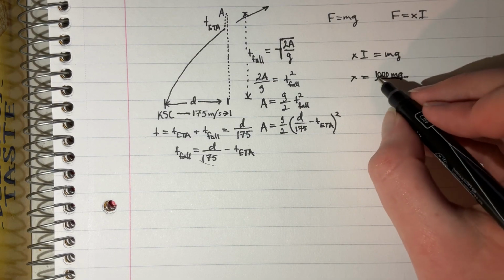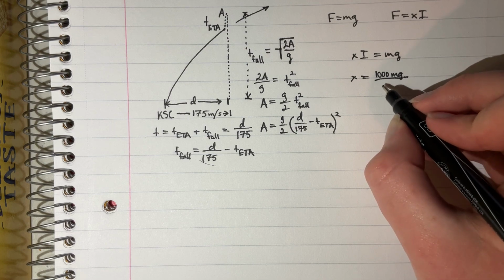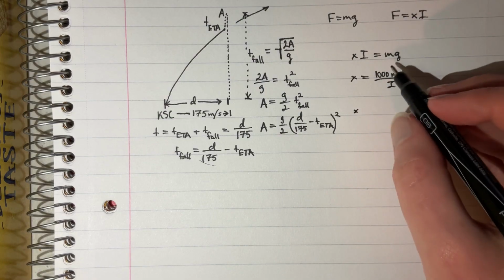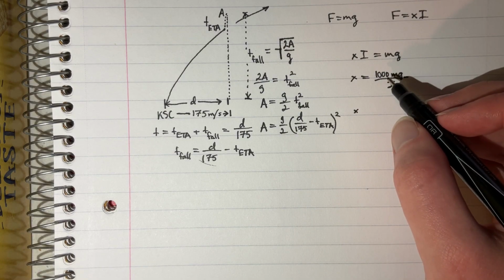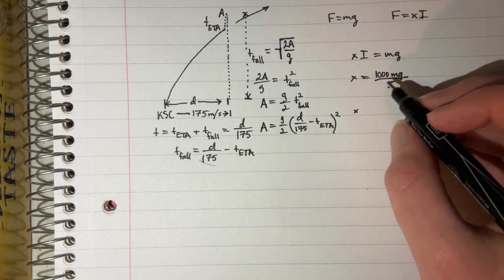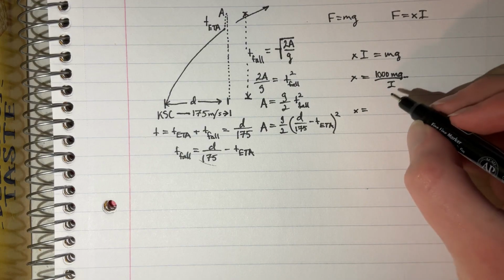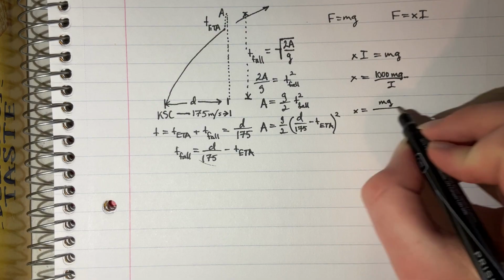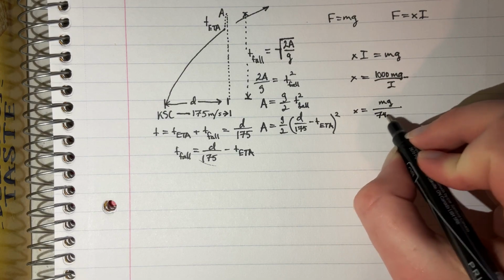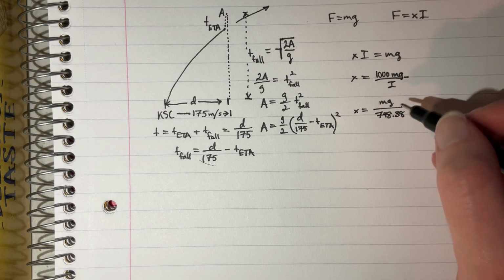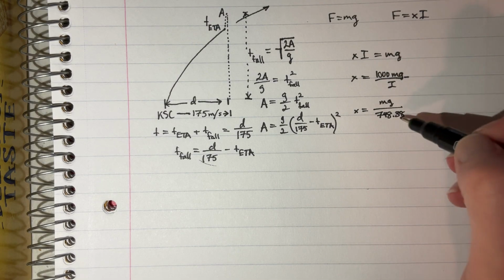divided by the impulse, which in this case, I think it's like 748,380 newtons for running 2 Bobcat engines on the first stage. So just simplify that down to mass times acceleration due to gravity divided by 748.38. And again, that mass is in tons, so this needs to be in kilonewtons, in other words.